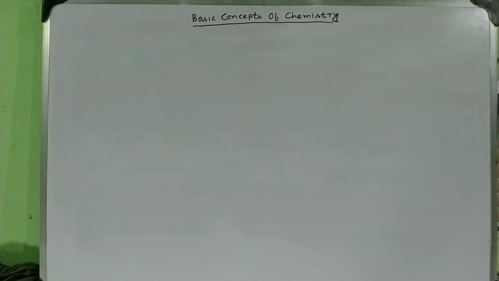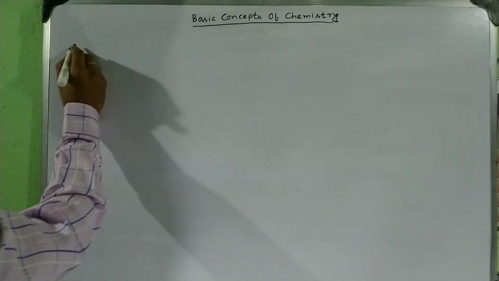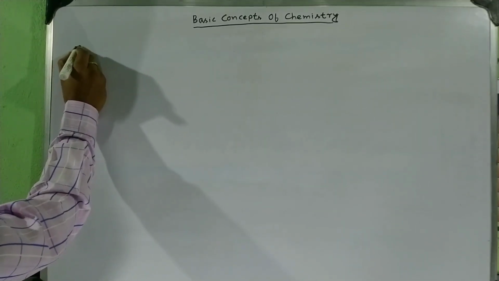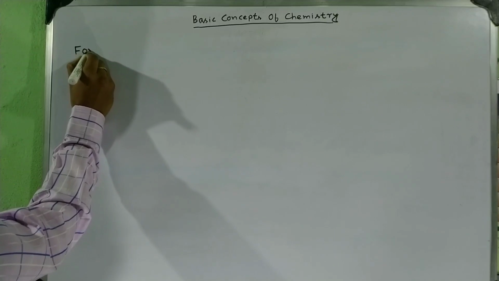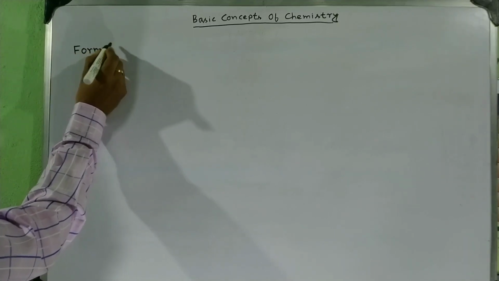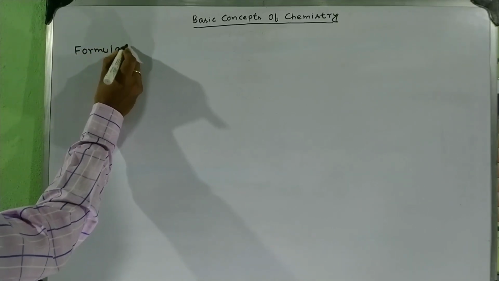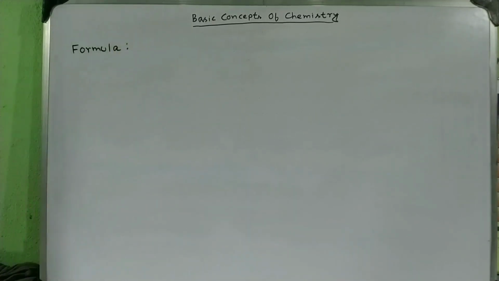In today's lesson, dear student, we discuss what a formula is. In the previous lesson, we discussed what a symbol is. Now, the next word is formula. To represent a molecule, we use some symbols.